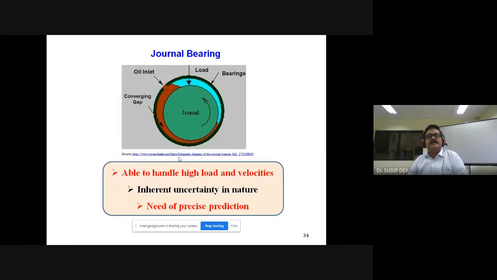Now, as we see in the journal bearing, we have the journal which is rotating, and in between the journal and the bearing cover or recess, there will be the lubricant. The actual objective is to be able to handle high load and velocities, with the inherent uncertainty that is there in nature, and it needs precise prediction.